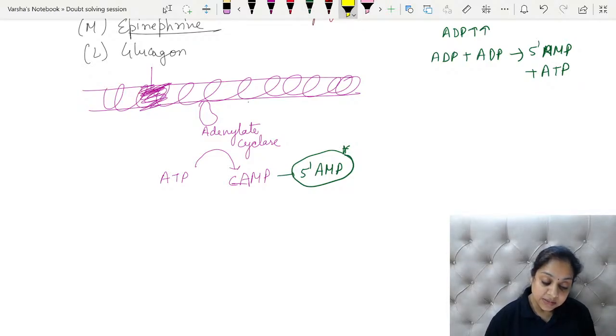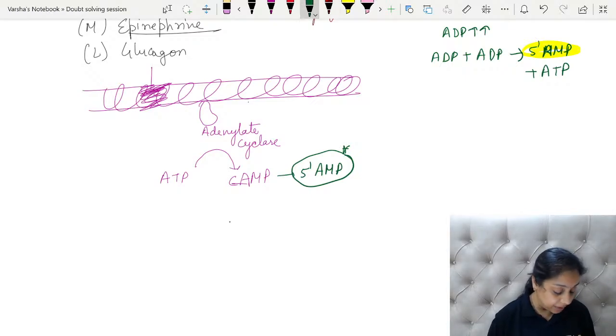So these 5'-AMP levels are up during the fasting conditions, and that triggers glycogen phosphorylase for the breakdown of the glycogen stores in the muscles.